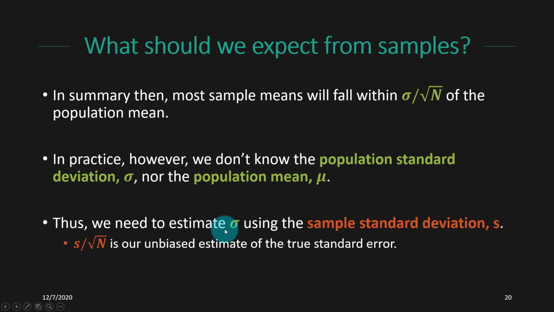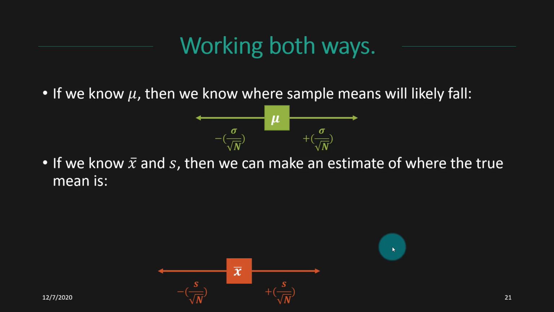So ideally, we would like to know sigma, but we're going to have to estimate it using the sample standard deviation. And in the previous videos, we've talked about how if you calculate s, you can get an unbiased estimate of the population standard deviation. So it's not necessarily going to be perfectly accurate, but much like using the sample mean to represent the population mean, it is going to be unbiased. So if we do s divided by the square root of n, we'll have an unbiased estimate of the true standard error that we can use in different calculations.